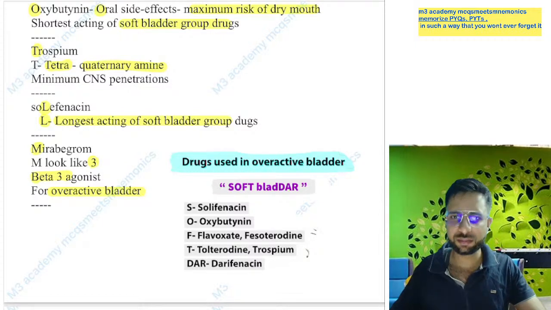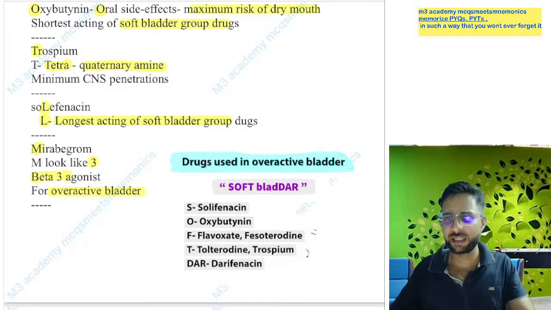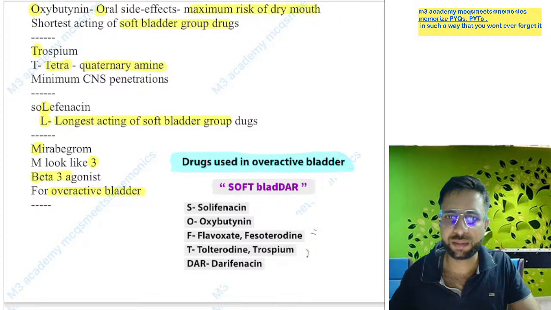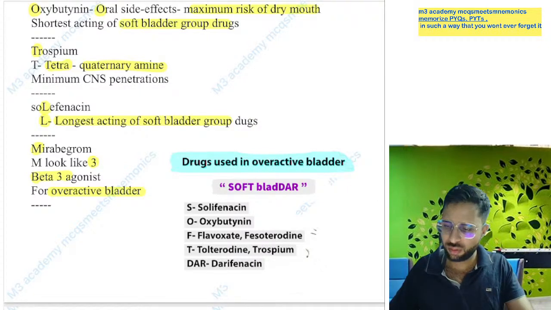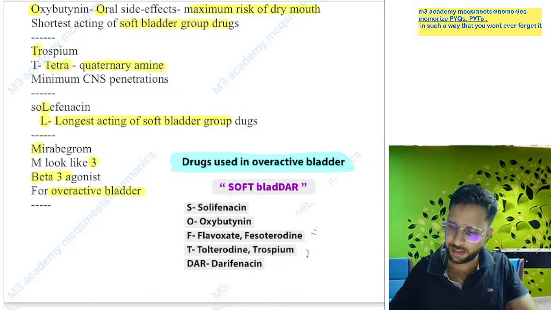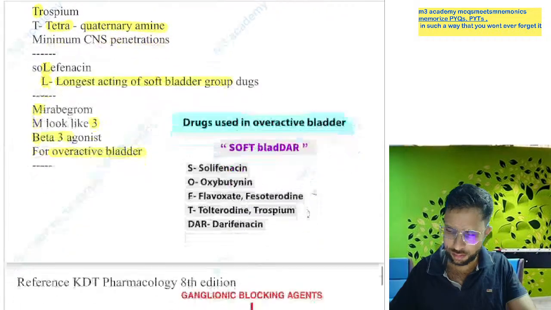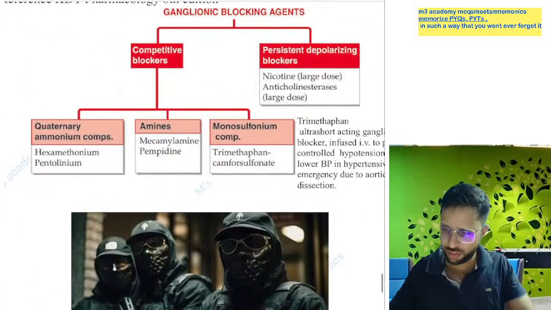Yes. So many mnemonics are given in the explanation of the pre-test questions on the website and the app, m3academymnemonics.com. You can sign up and attend the pre-test. And in the explanation, these mnemonics are available. So we are not repeating those mnemonics in this session. So you can solve the pre-test and easily add these mnemonics to your notes. Yes. So shall we proceed?